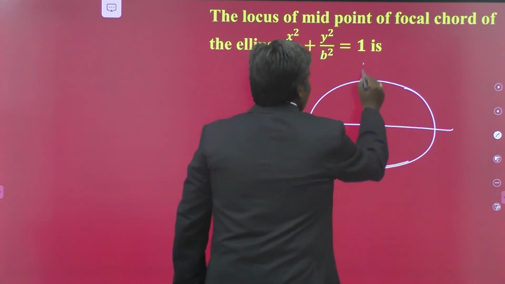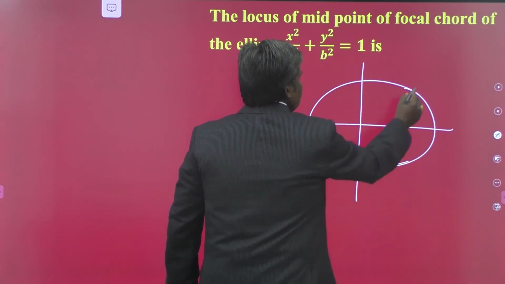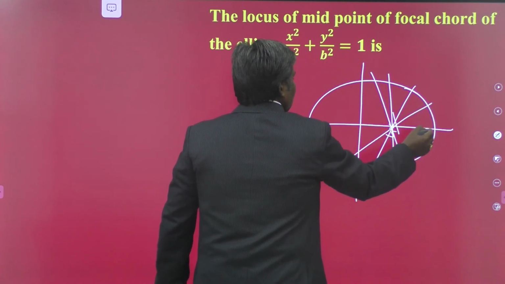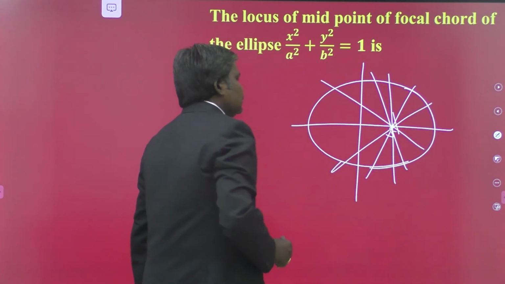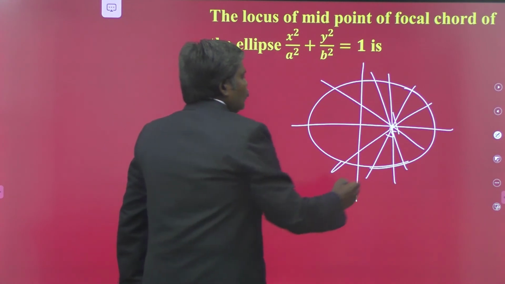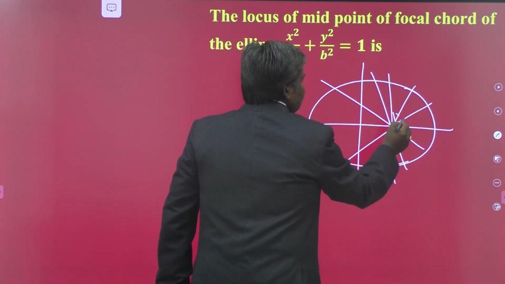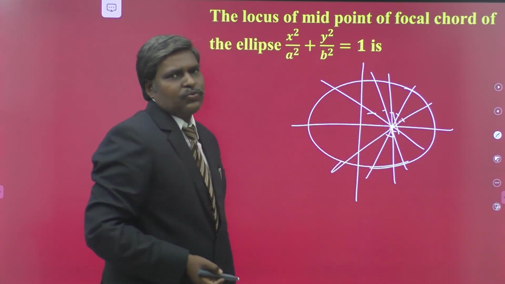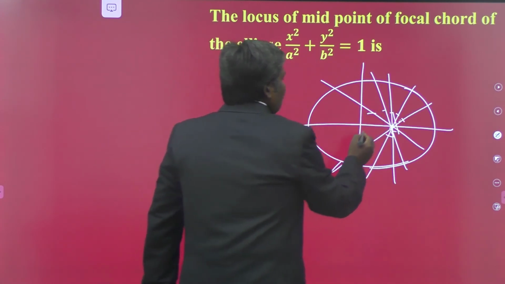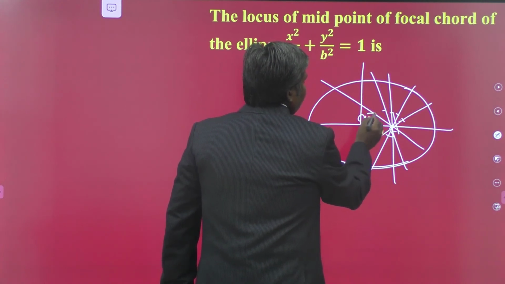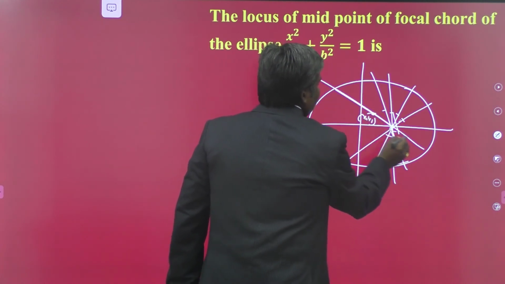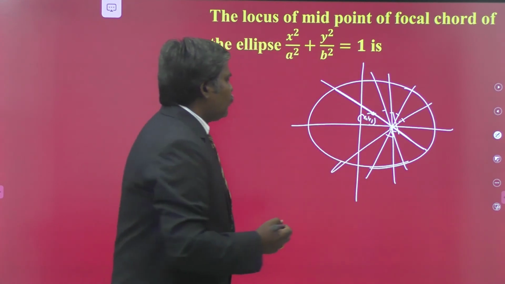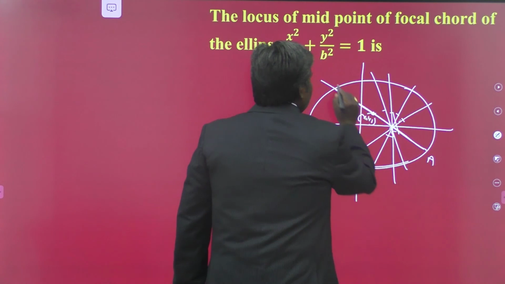This is the ellipse. This is your focus. You can draw an infinite number of focal chords. These are all chords passing through the focus, focal chords. So you collect all the midpoints of these chords, you get some locus, that is what you have to find out. So let (x1, y1) be the midpoint of a focal chord. This is a focal chord. Suppose I am taking (x1, y1) as the midpoint. So what is the equation of this chord AB?